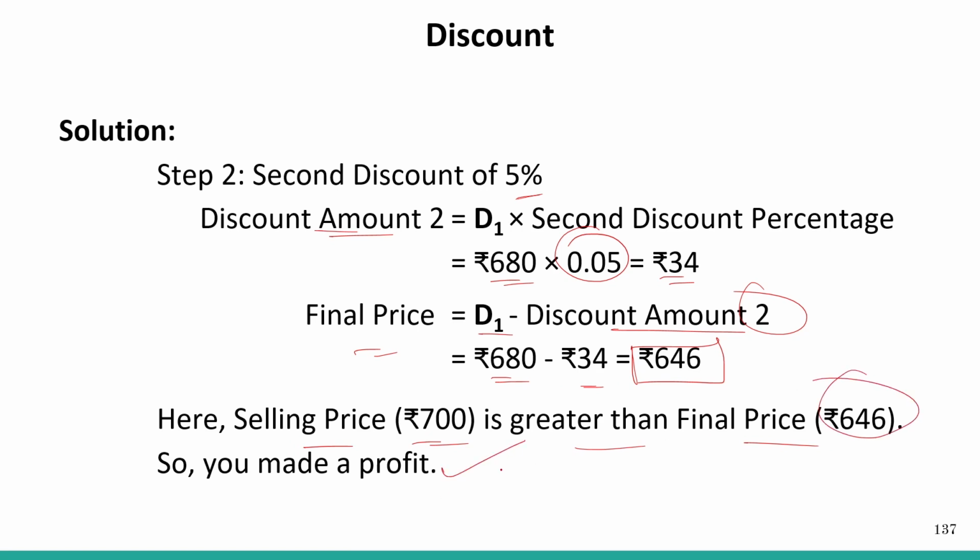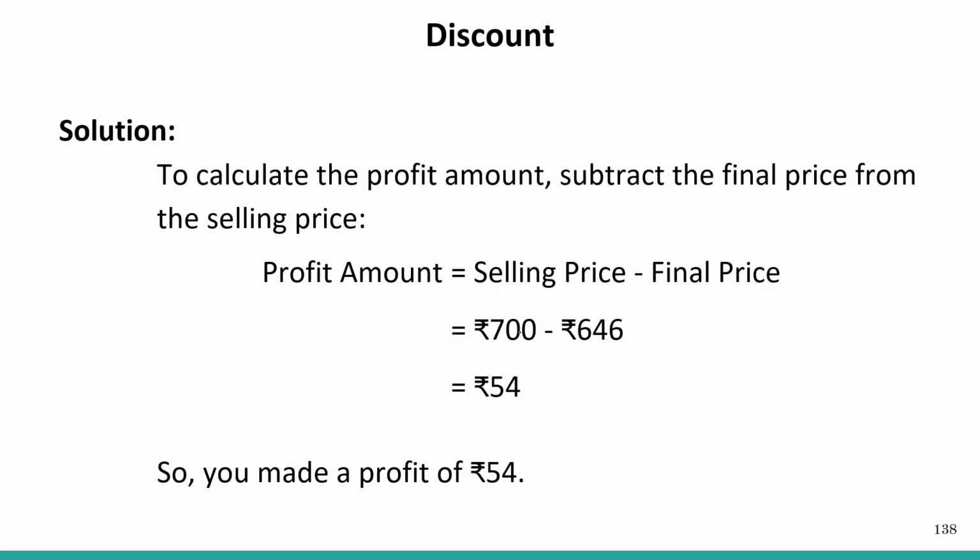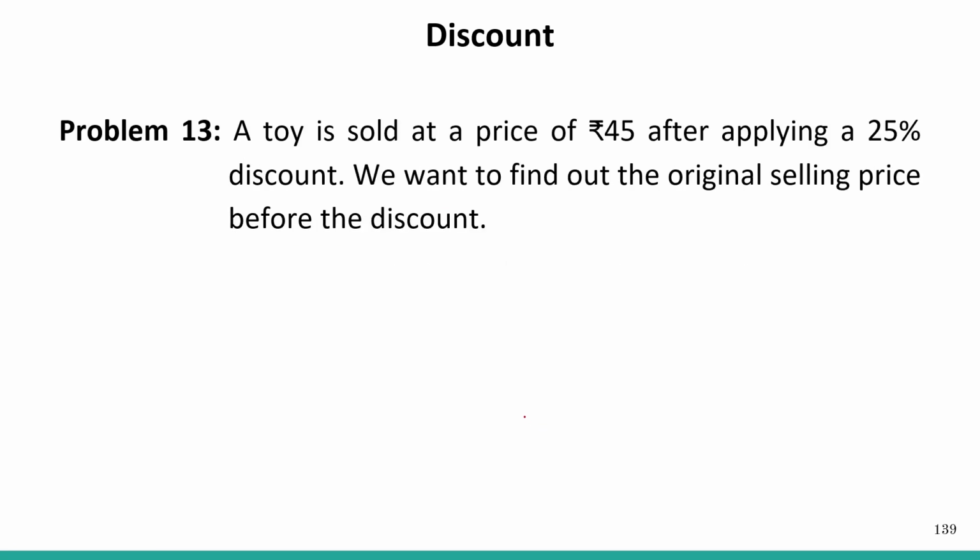So the selling price 700 is actually greater than the final price 646. So I have made a profit. So you must say how much profit. It will be 54 rupees. To calculate the profit amount, subtract the final price from the selling price. So 700 minus 646 is equal to 54 rupees. Okay. So I made a profit of 54 rupees.